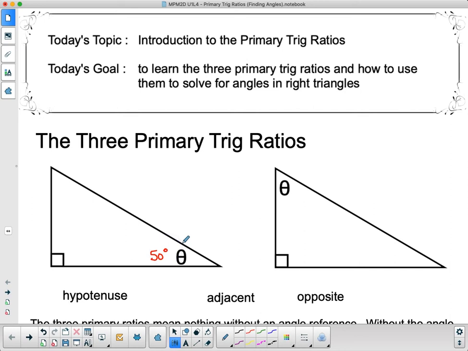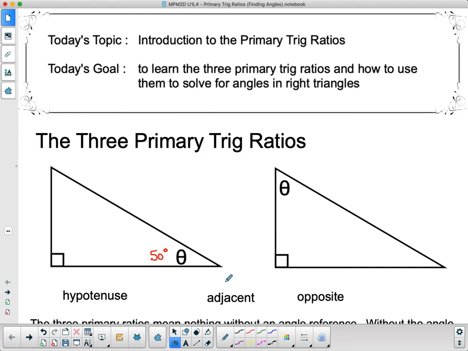then it doesn't matter how big this triangle is. It will be similar to any other right triangle that has a 50-degree angle in it. And that is so useful to us, because similar triangles have equivalent ratios of sides, I know what the ratio of all these sides are for every triangle that has a 50-degree angle in it. And your calculator has that information stored there.